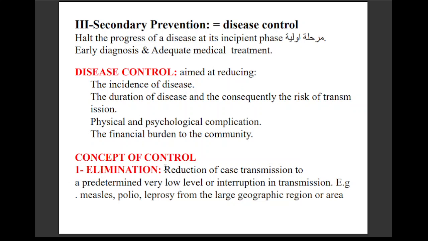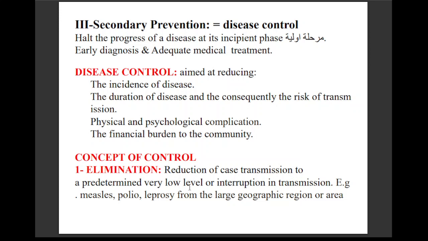Next is the concept of control. There can be different measures to control. It can be elimination. There are 4 different terminologies which you may regularly see or may have heard. Elimination is the reduction of case transmission to a predetermined very low level, or interruption of transmission. Say for example, influenza virus infection. Across the year, influenza cases are recorded throughout the globe, but the number of cases is very low. So there is a threshold.